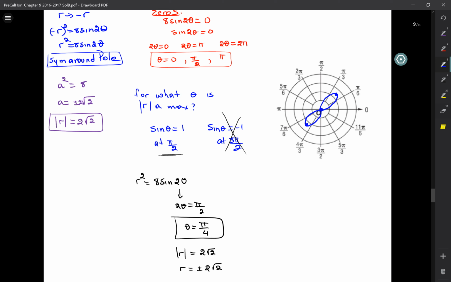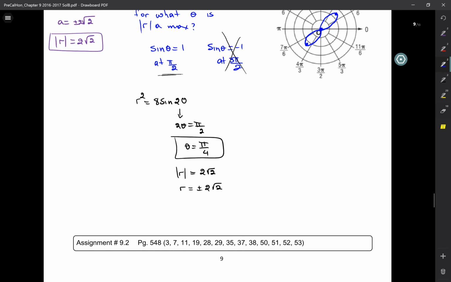Okay? So what happens here is this. As you progress through your pi over 2, this is what happens. Watch. At 0, it's 0. At pi over 4, we said here it's 2 root 2. At pi over 2, it's 0 again. So look, we're mapping this out. You see that? And then at this angle, it's a maximum. And then when we go back to 3 pi over 2, it's 0 again. Here, it's going to be 0 again. Okay? All right.